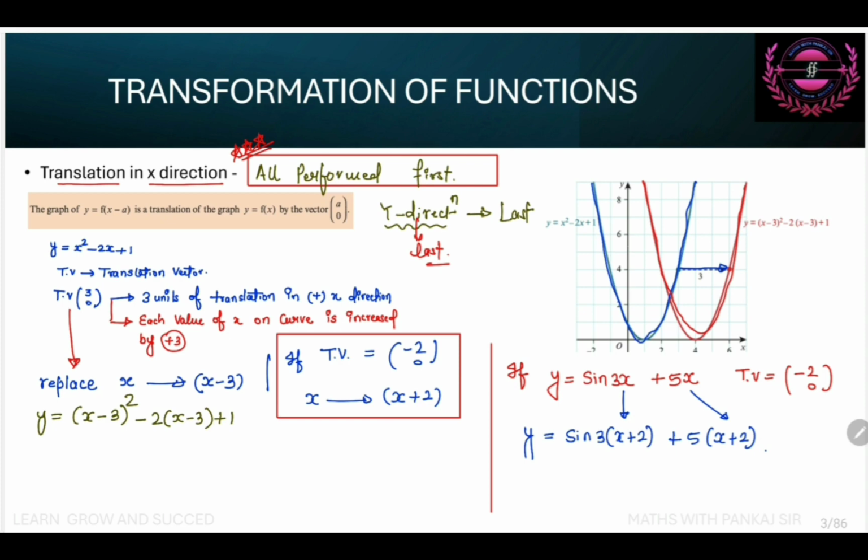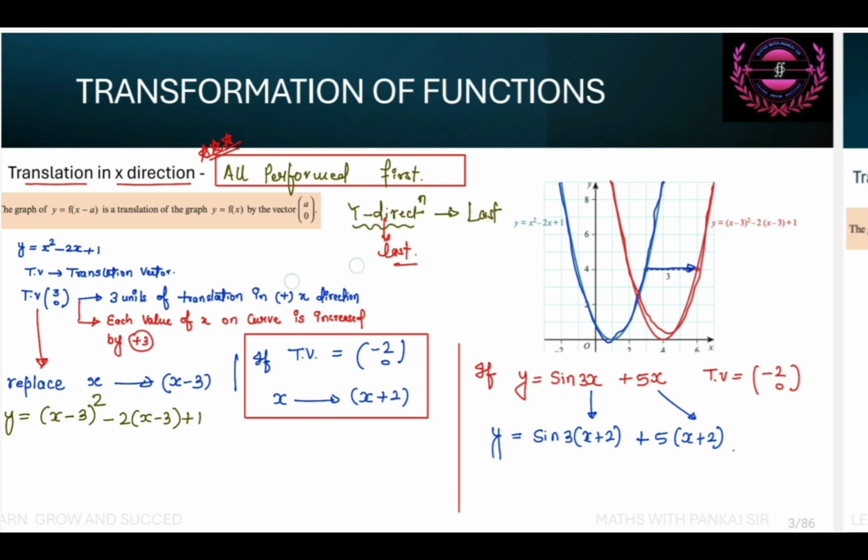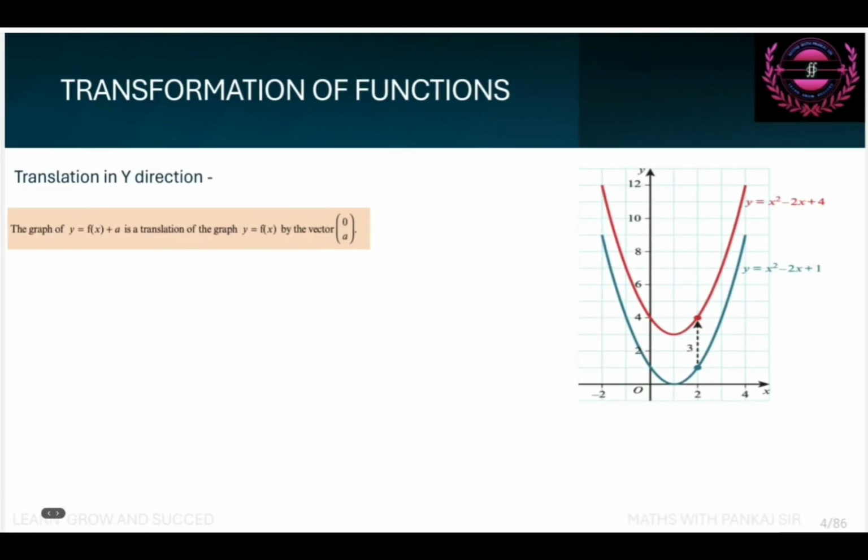Let's move to the next slide, translation in y direction. So we have to understand, if we are given y equals f(x), then y equals f(x) plus a is a translation of the graph y equals f(x) by the vector (0, a). To understand this, let's say we are given the graph y equals x square minus 2x plus 1, and this graph is represented by a blue line.